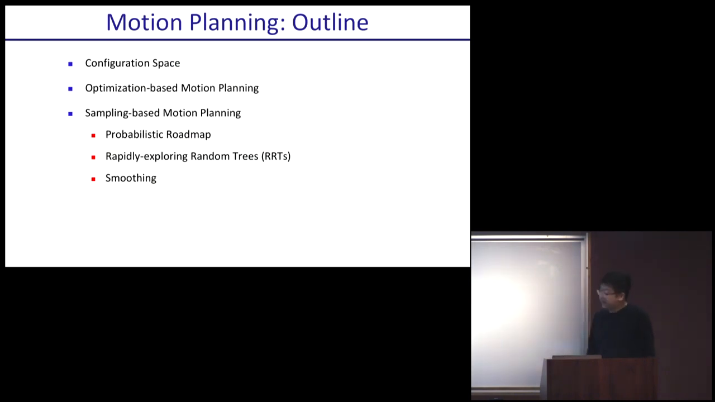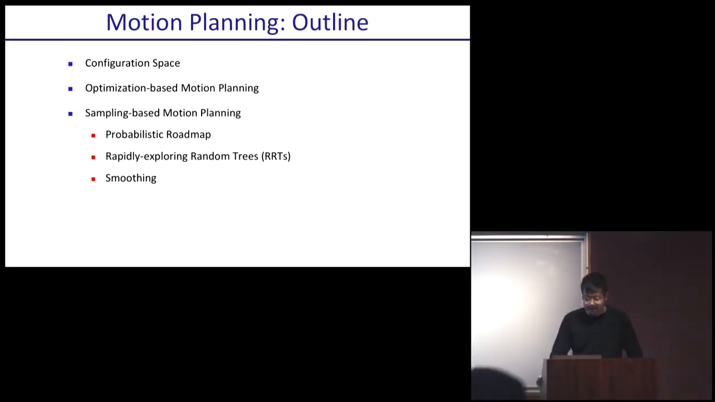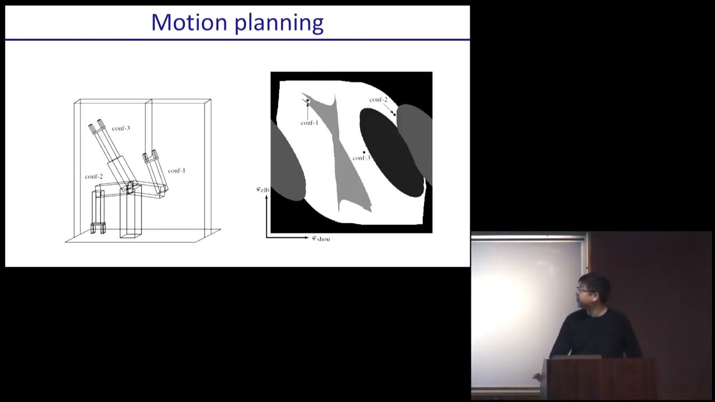So this is an outline of today's lecture. Firstly, we will learn about configuration space, which is the basic starting point we want to learn motion planning. And also, we will learn optimization-based motion planning and sampling-based motion planning. And we will learn the difference between these two. So starting from configuration space.